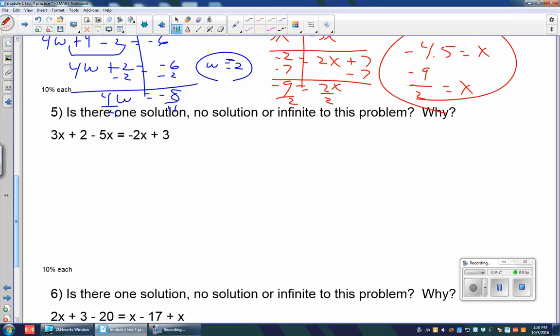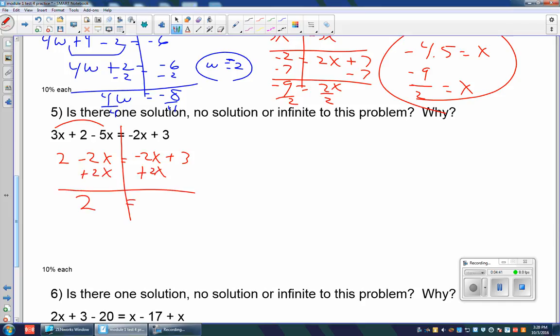Is there one solution, no solutions, or an infinite number of solutions to this problem? Okay. Why? Combine like terms, draw the big line, combine like terms on the left-hand side. We have 2 minus 2x equals negative 2x plus 3. When we add 2x to both sides, there are no x's. 2 equals 3. Does 2 equal 3? No, never. So there's no solution. Why? I just showed my work. 2 does not equal 3.